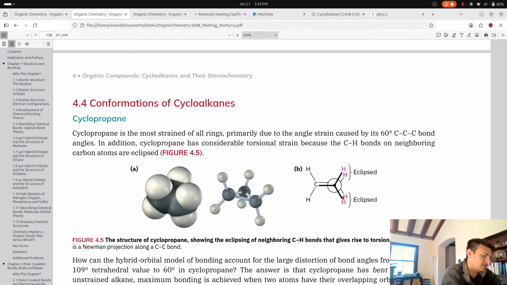Let's try to draw the Newman projection of cyclopropane. So we're going to have a dot, and the dot is the one in front, and the circle is the one in the back. And so the dot is going to get an H. So we're looking down at it like this. Then an H. And the circle is going to get an H.